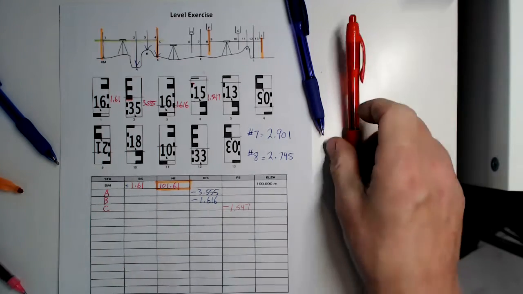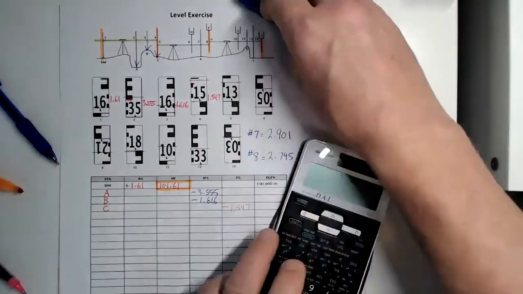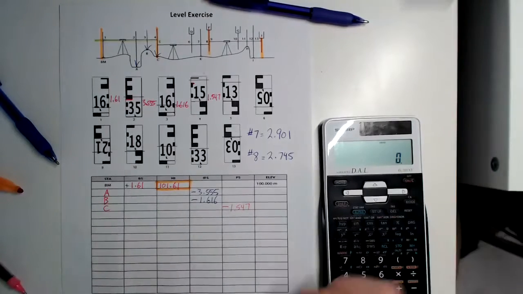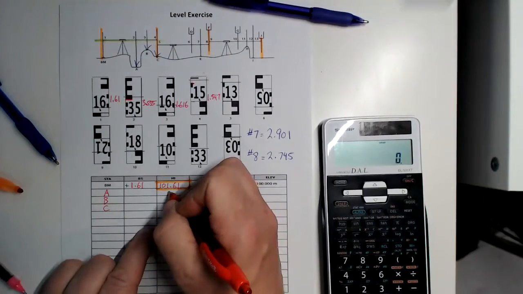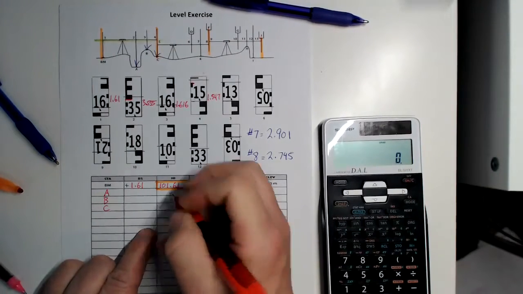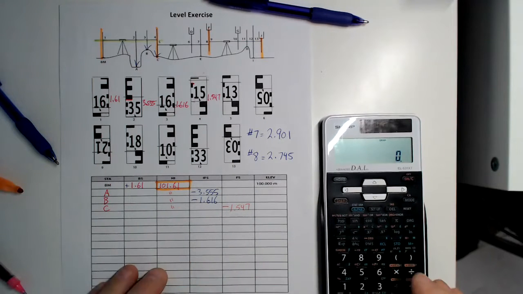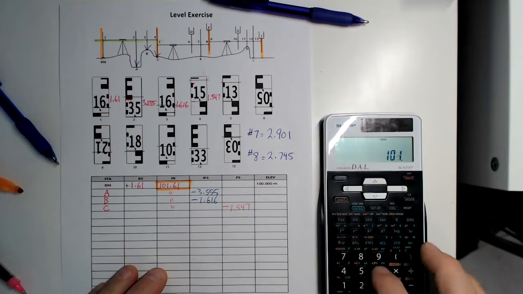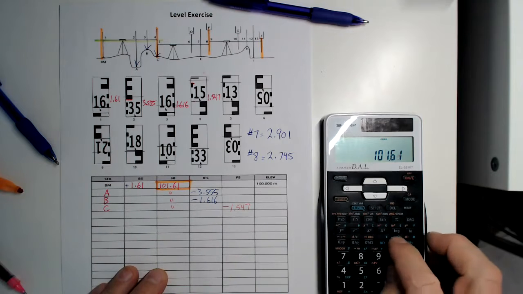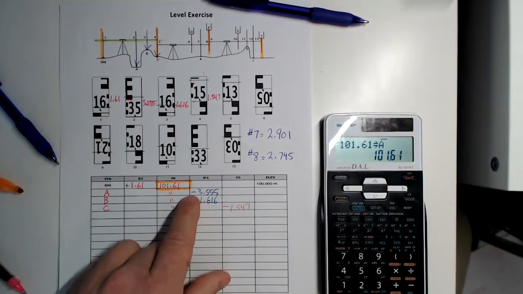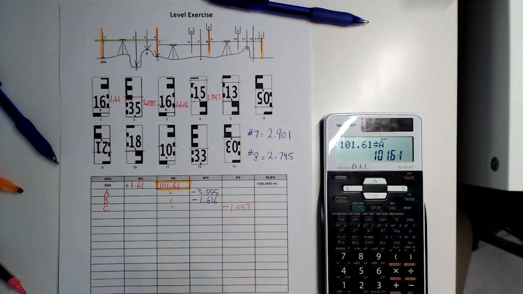1.547. Let's go ahead and do the math on these stations to get the actual elevation. The instrument height is the same. Until we decide to move our instrument, we use the same instrument height. So let's go 101.61 for instrument height. I'm going to store that in my calculator to make it handy. Now I'll start subtracting the readings that we've taken, knowing which ones I add and which ones I subtract.